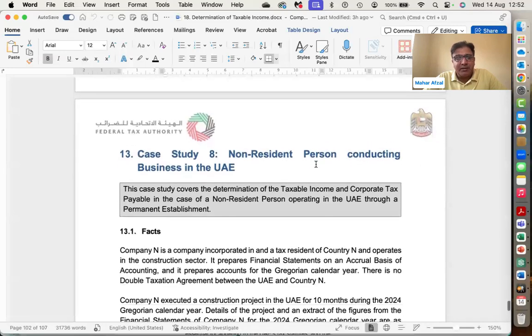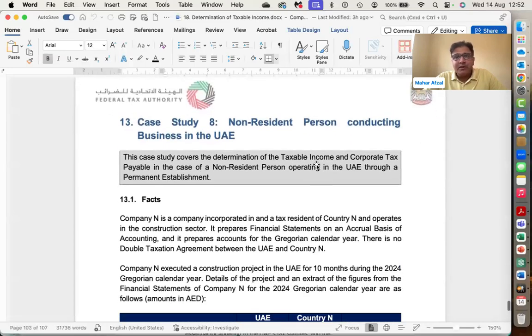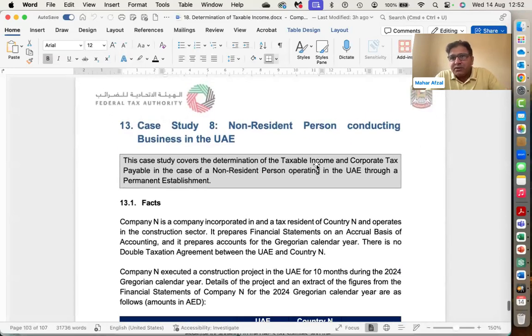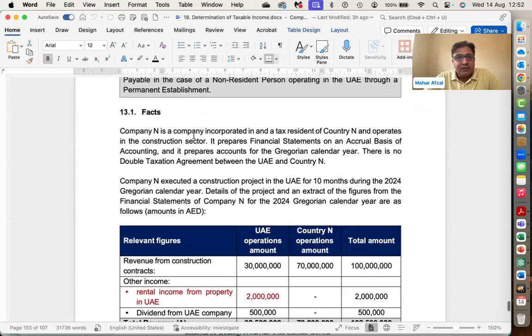Non-resident person conducting business in the UAE. This is the last case study, and we have only 5-6 minutes. Once a non-resident person is conducting business in the UAE, any income related to the PE of the non-resident person is subject to tax in the UAE. Any income or expenses outside the UAE not related to that PE will not be subject to tax in the UAE.